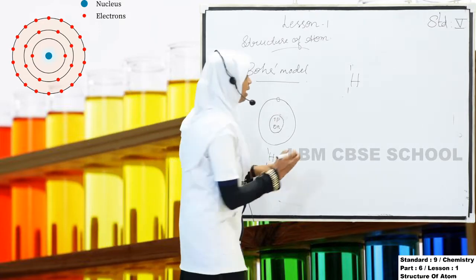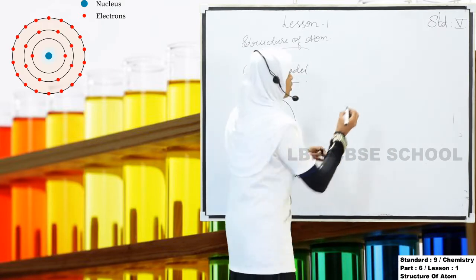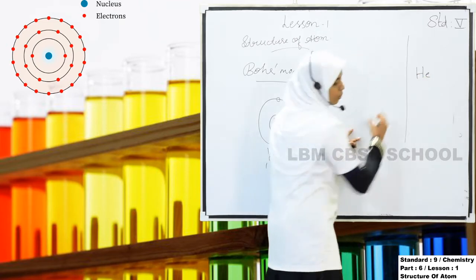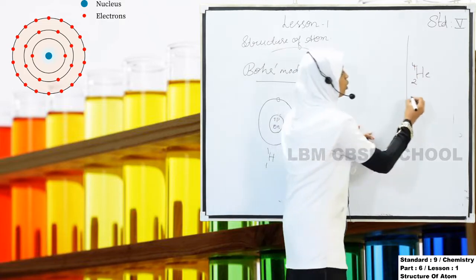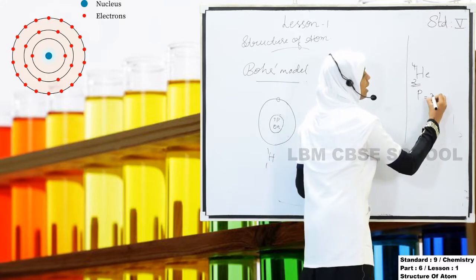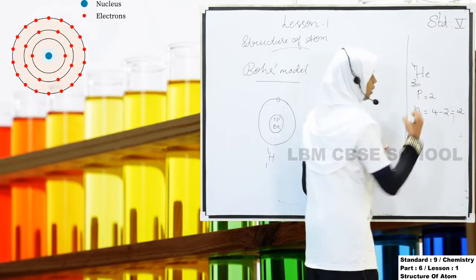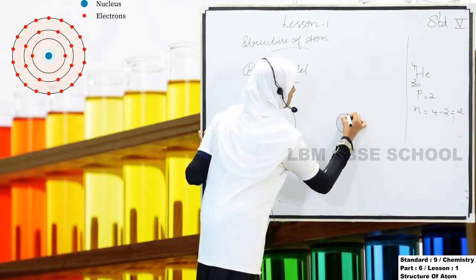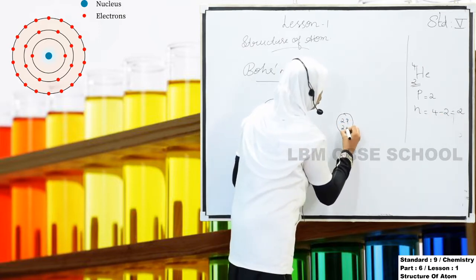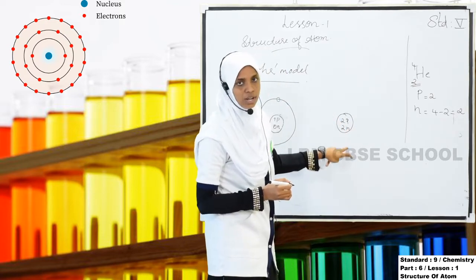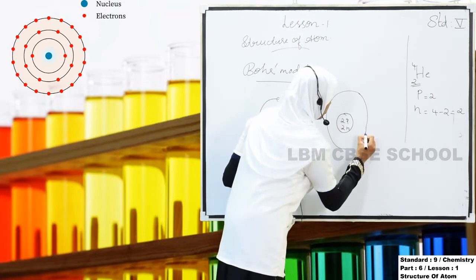Then we are going to draw helium. What is the atomic number of helium? The atomic number of helium is 2, and the mass number is 4. The number of protons is equal to the atomic number, which is 2. And the number of neutrons is 4 minus 2, which is 2. So we draw the nucleus first, and we write 2 protons and 2 neutrons in the nucleus, and we draw the shell or the orbit.